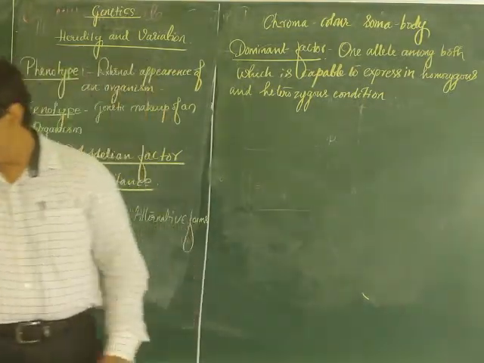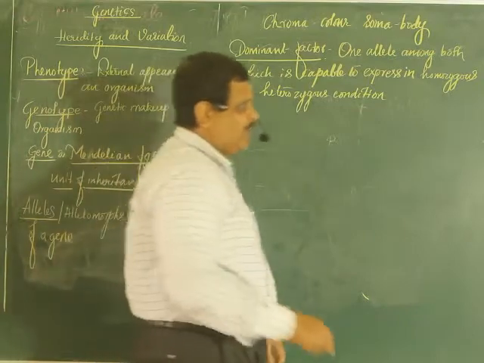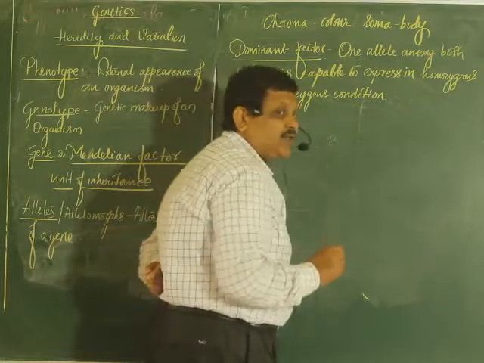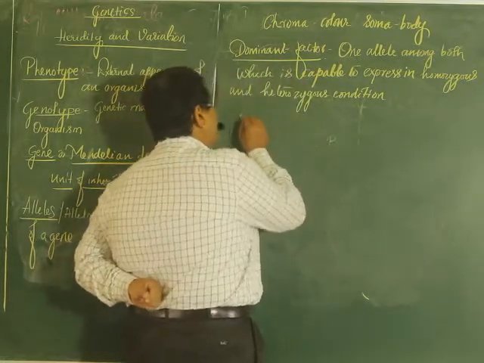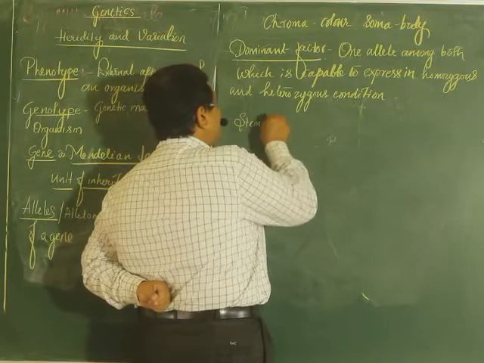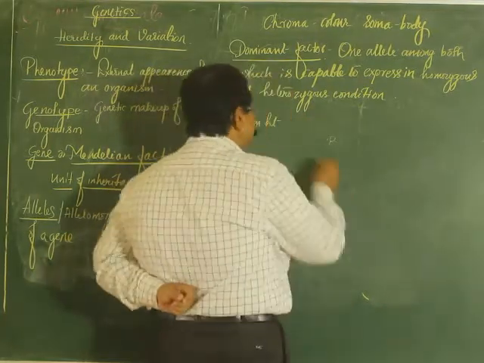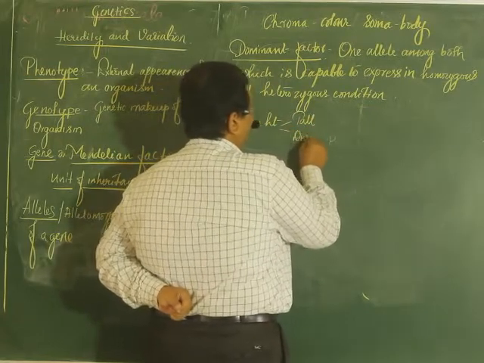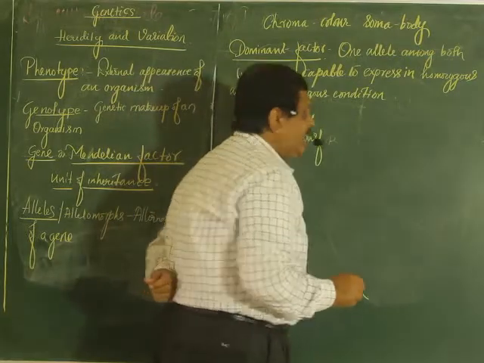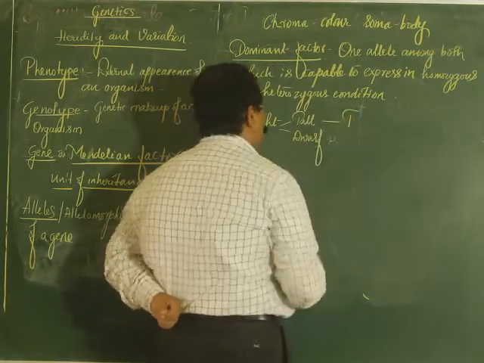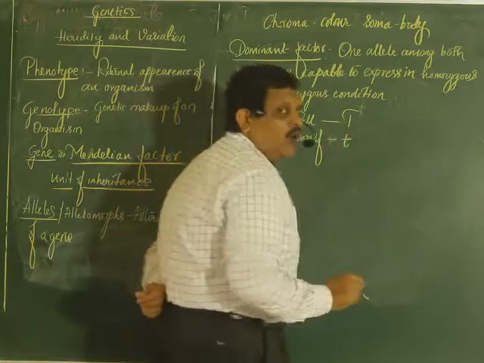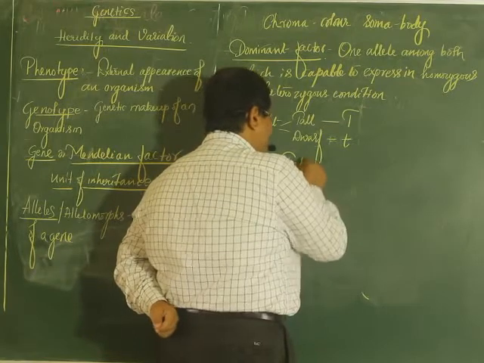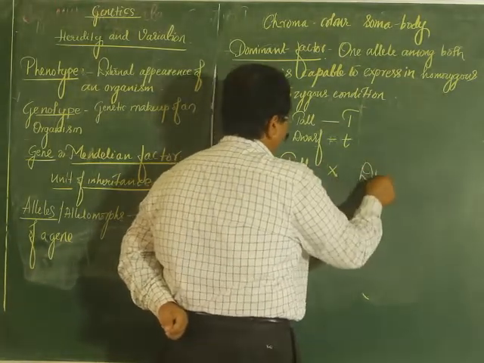What is the meaning of this? First of all, we don't know what is homozygous, what is heterozygous. I will explain it. For example, I think you studied this in your previous class. Stem height is a character, correct? It has two alternatives, tall and dwarf. What Mendel did, he gave capital T for the tall and small t for the dwarfness. And he crossed a pure tall plant with a pure dwarf plant.